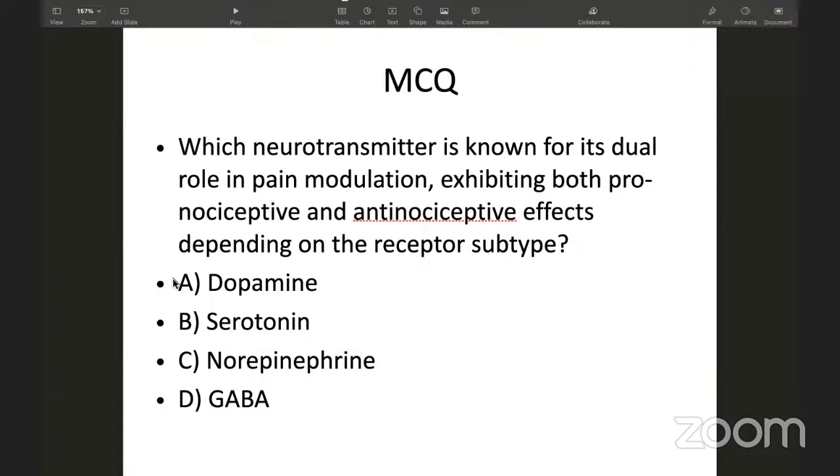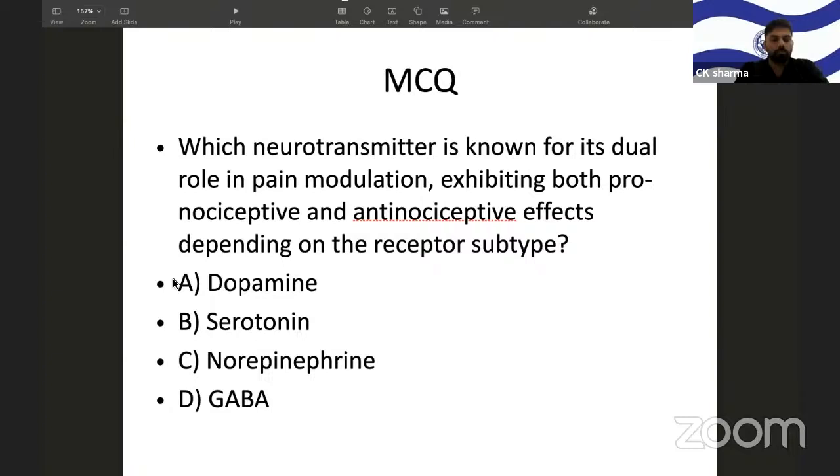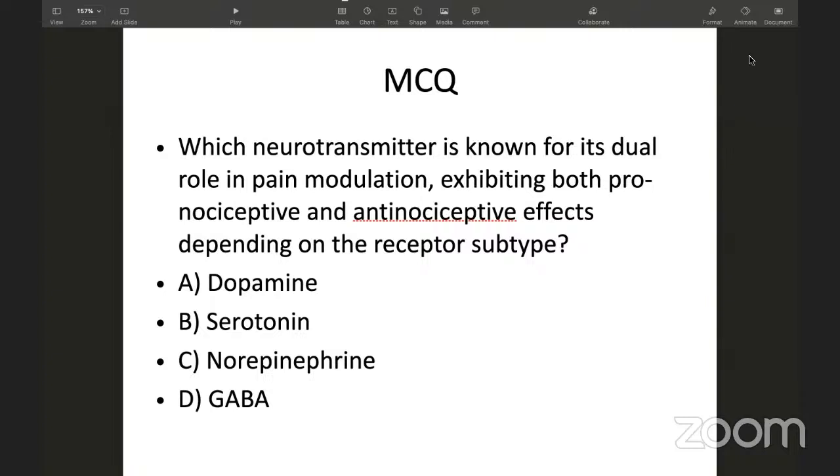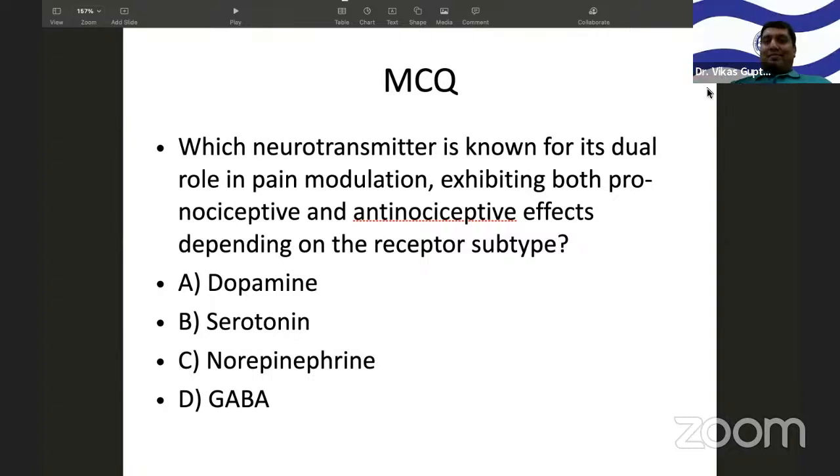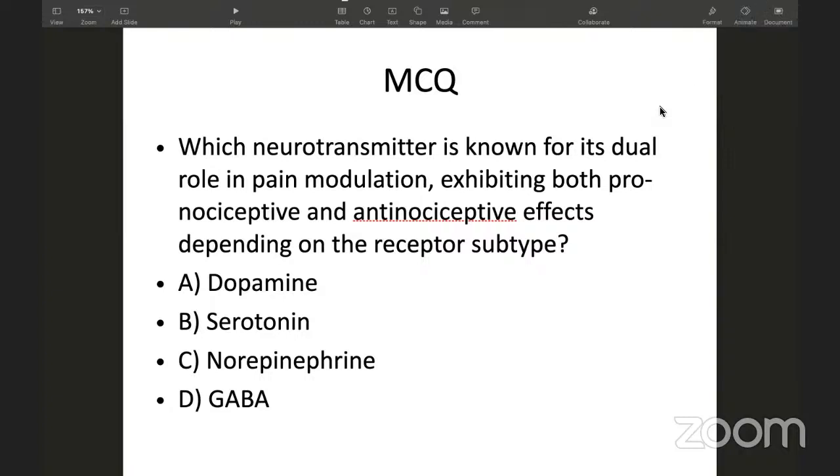Which neurotransmitter is known for dual role in pain modulation, exhibiting both pro-nociceptive and anti-nociceptive effect depending upon the receptor subtype? Dopamine, serotonin, norepinephrine, or GABA? Answer is? Yes, the question is seen clearly. Only some people have attempted. I think they have said D. D and B. Okay. B, serotonin has a dual role in pain modulation. So the answer is serotonin, ma'am. Yes. Okay.